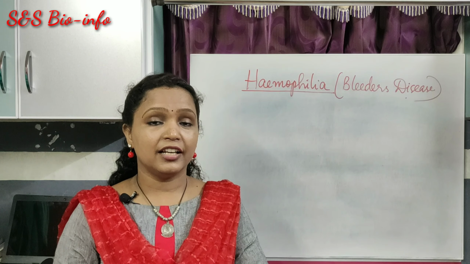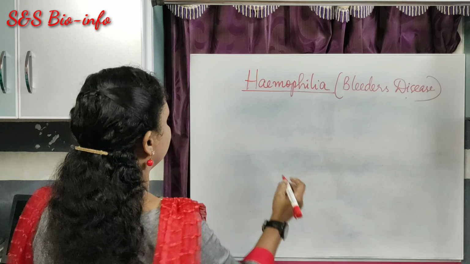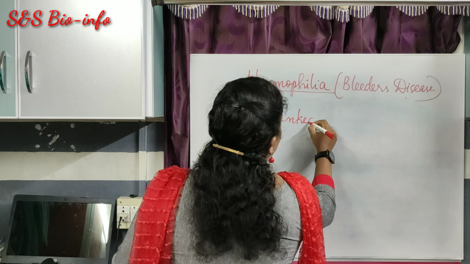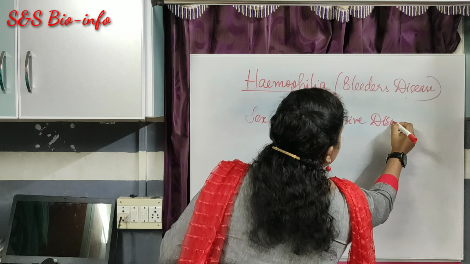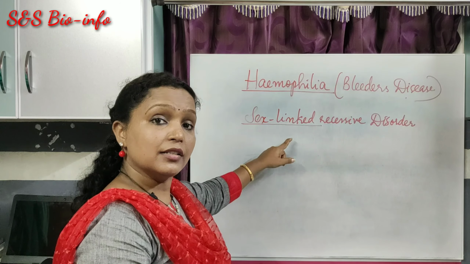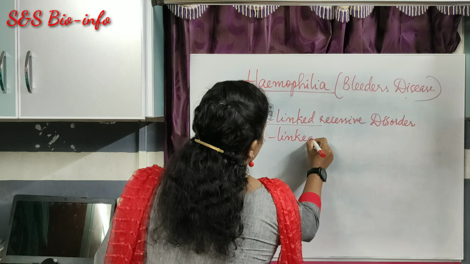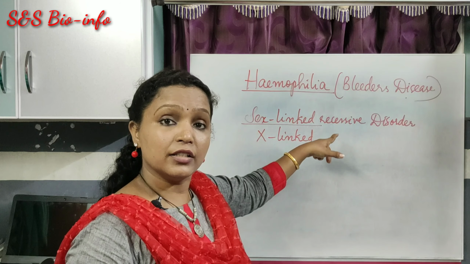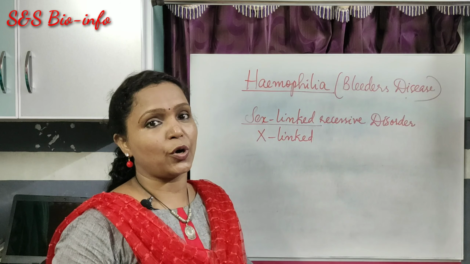Hemophilia is a Mendelian disorder. It is a sex-linked recessive disorder. Sex-linked means X-linked. That is, the genes responsible for the hemophilia disorder are located on the sex chromosome, the X chromosome.